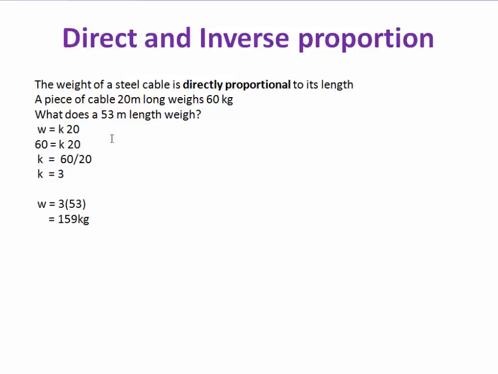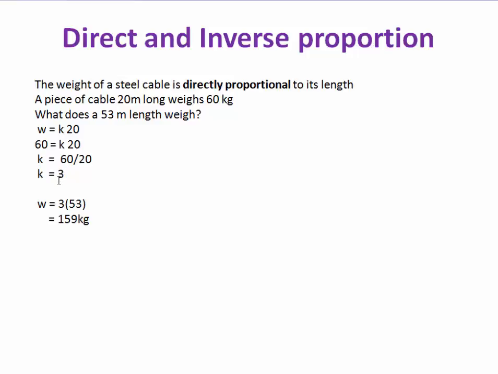So write out our formula. W, standing for the weight of the cable, equals our constant multiplied by 20. So if we're thinking of y and x, y equals kx. So write what we've been given in. So W is 60, the weight is 60 kg. Our constant k, we've got to work this out first, and then 20. So we want to work out our k. So k, when we rearrange that, is 60 divided by 20, it's 3.